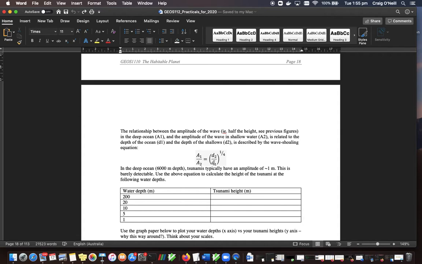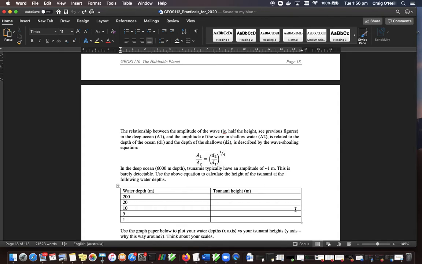D1 is the depth of the deep ocean, which we've given you here, 6,000 meters. And D2 is the depth of the shallows, which we've given you here: 200, 20, 10, 5, or 1. So you want to plug that into this equation in sequence and work out what A2 is.